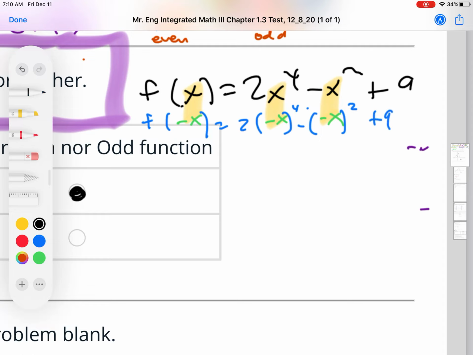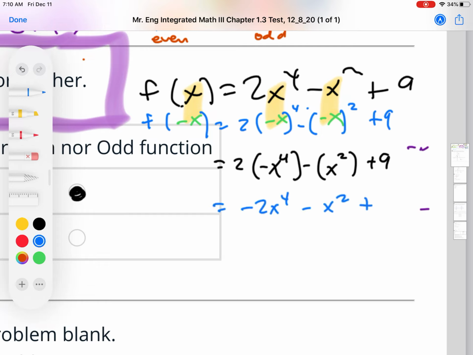Parentheses to the fourth power minus 2x squared plus 9. Okay. So, again, PEMDAS, negative x to the fourth power, negative 1 to the fourth power is going to be positive. Negative x squared is positive x squared plus 9. And then we have negative 2x to the fourth minus x squared plus 9. Okay, so is this equal to the original? This one is positive, this one is negative, so no, it's not even. Let's factor out a negative.